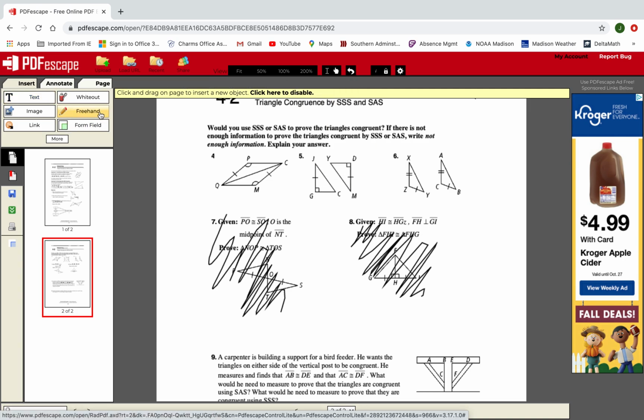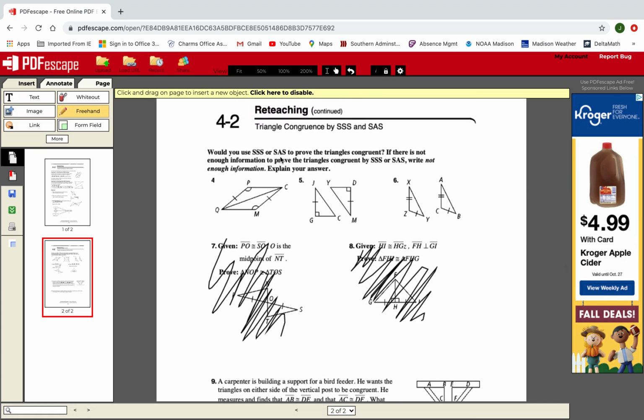Okay, so for 4, 5, and 6, this says, would you use side, side, side or side, angle, side to prove triangle congruence in these situations?